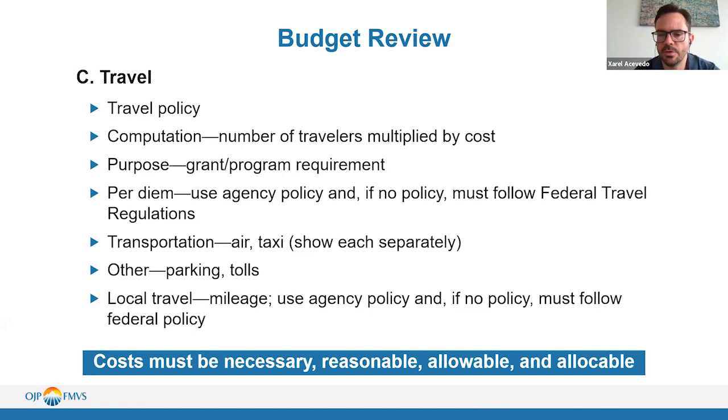And then we have other. We have tolls, we have parking that is part of travel. Make sure you include them. And then local travel can also be an expense. This covers mileage. Again, use your local policy. You guys know what the expense rates are in your island, in your territory. So use yours. If you can't, then use the federal policy.